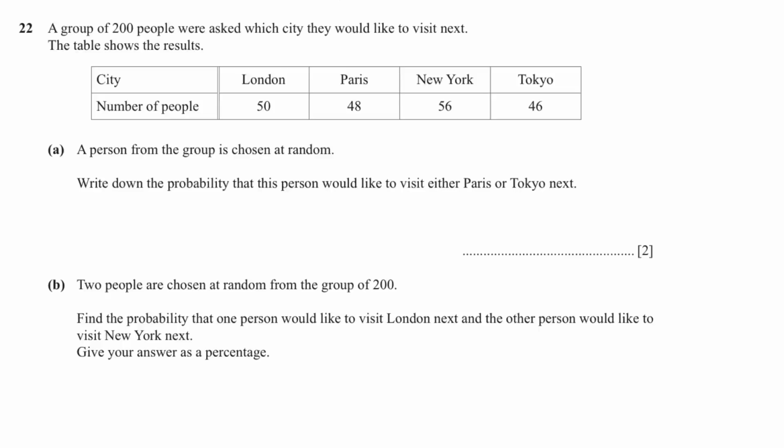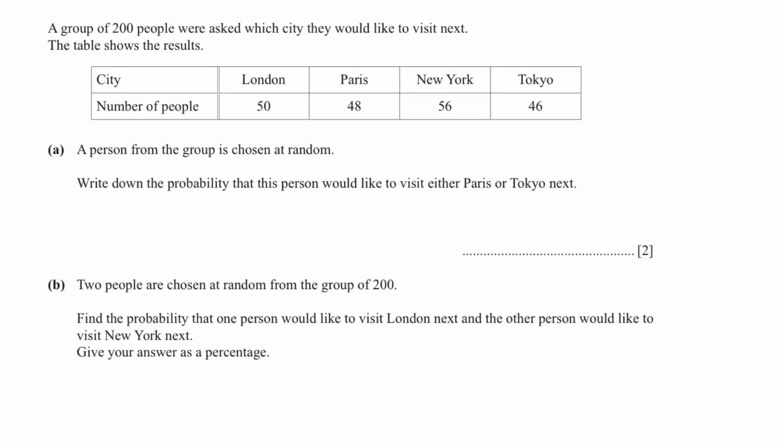Question number 22 is a probability question. A group of 200 people were asked in which city they would like to visit next. And this is the table that shows the result. A person from the group is chosen at random. It means anyone, there's no particular format for choosing the person. Write down the probability that this person will visit either Paris or Tokyo. So this is Paris and this is Tokyo.